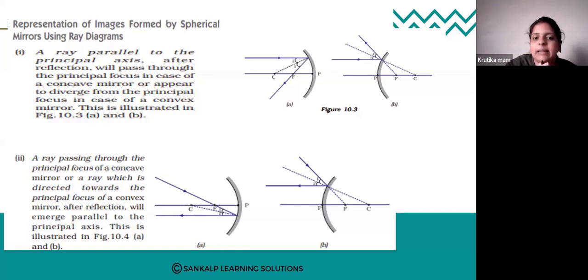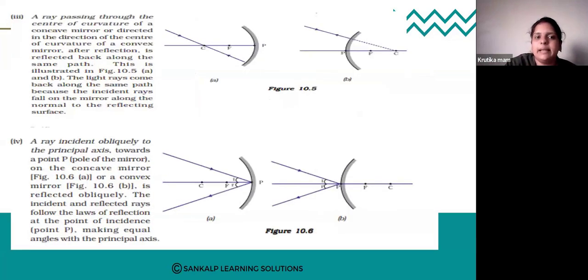Second case, the rays which are passing through the focus go parallel to the principal axis. Third case, the rays which are incident, which are passing through the center of curvature, after reflection return back in the same direction. Fourth case, some angle of incidence, same angle of reflection.